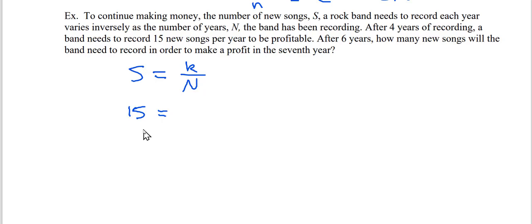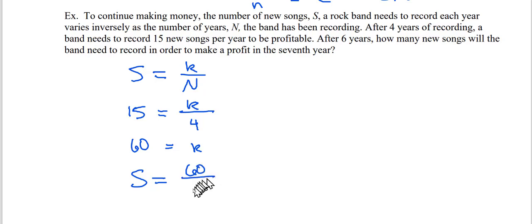S is the number of new songs, so that's 15. We do not know K. N, number of years recording, is 4. That tells us when we multiply both sides of this by 4 that we get K is 60. So the variable relationship is S equals 60 over N. Remember that K is a constant, but the N and the S are different, right? Different bands have been recording a different number of years, and so need different number of songs recorded.